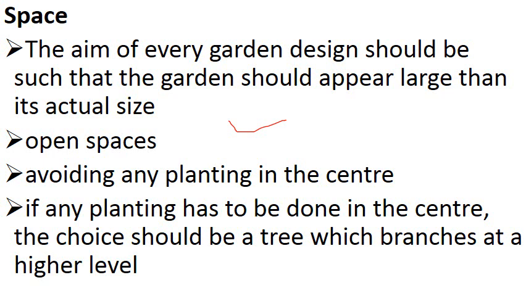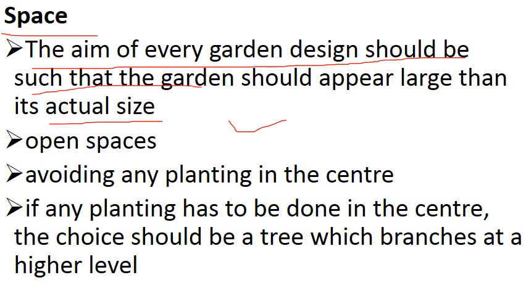Now comes to space. Why is space important? Every gardener wants the garden to look as big as possible compared to its actual size. So the aim of every garden design should be such that the garden should appear larger than its actual size. So open space is needed. Open space makes the garden look very big.